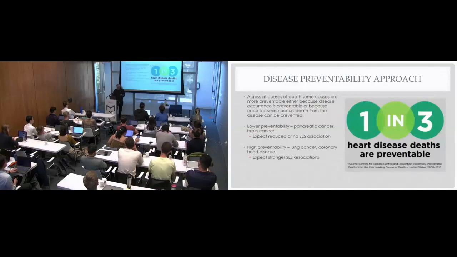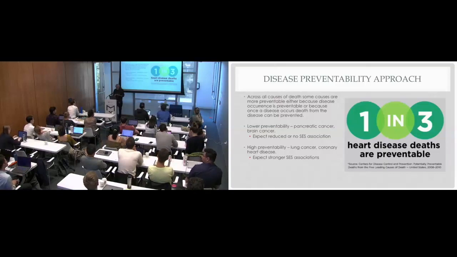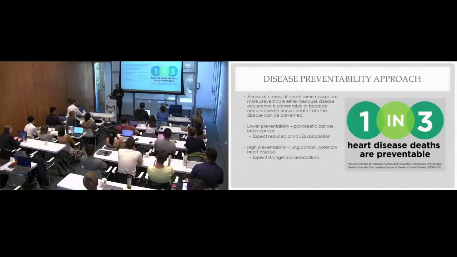Anyway, I'll keep going. I'll do these. The disease preventability approach is across all causes of death. Some causes are more preventable, either because disease occurrence is preventable or because once a disease occurs, death from the disease can be prevented. So lower preventability types of diseases are pancreatic cancer and brain cancer. And we expect a reduced gradient for the SES association with those diseases.